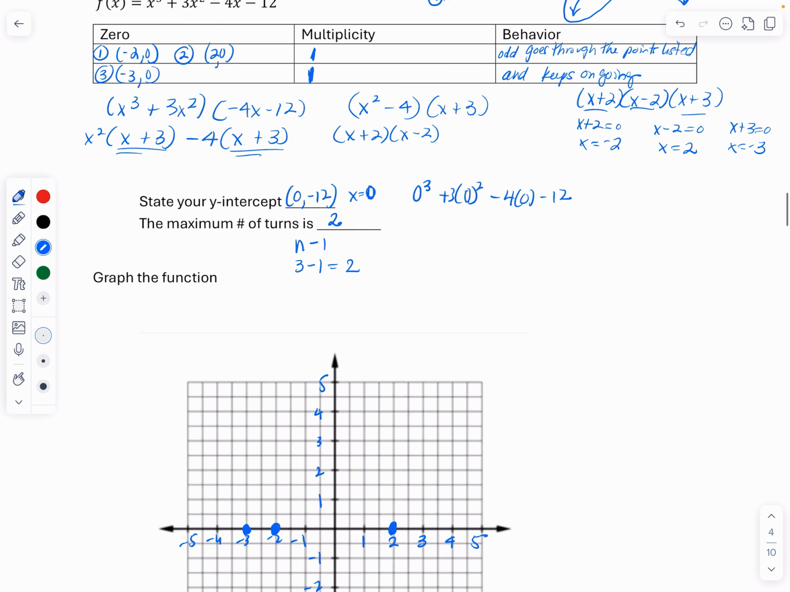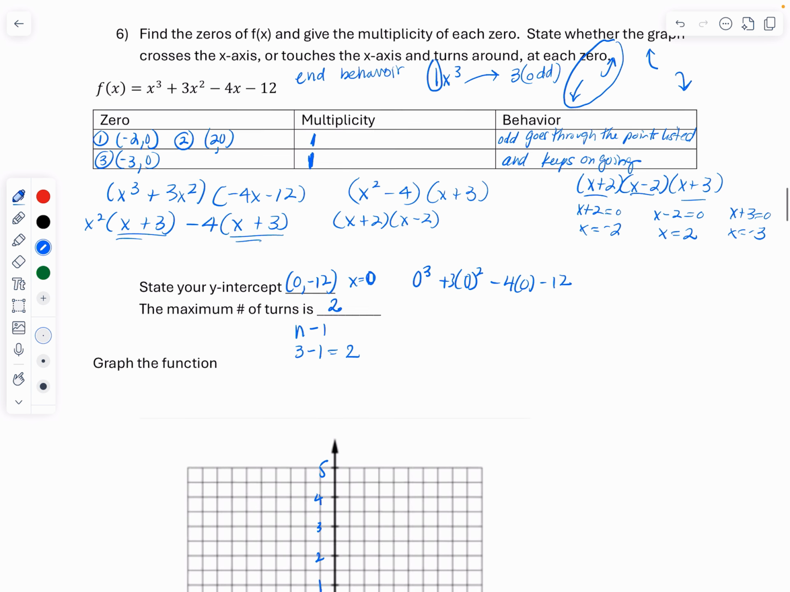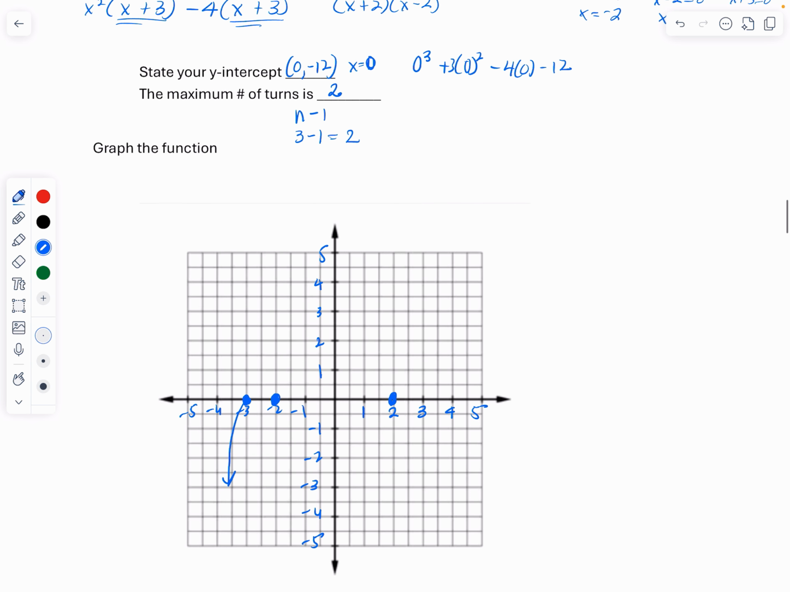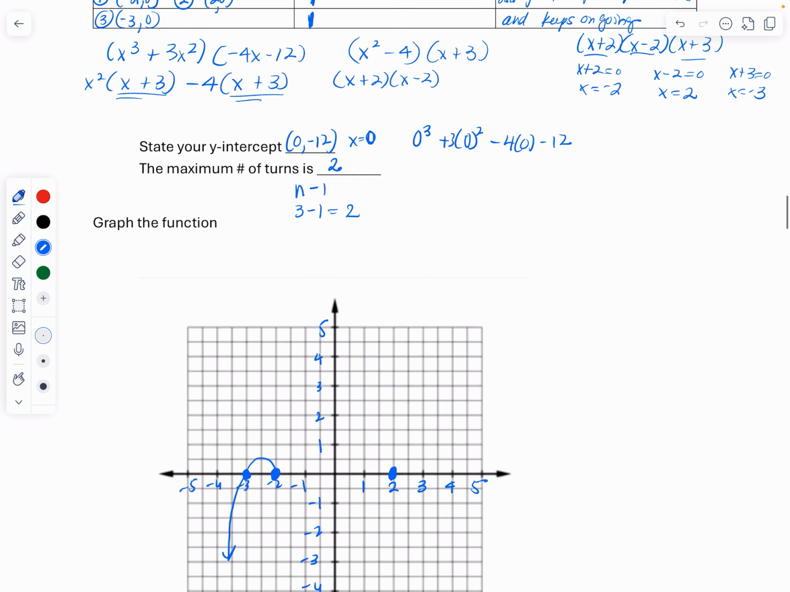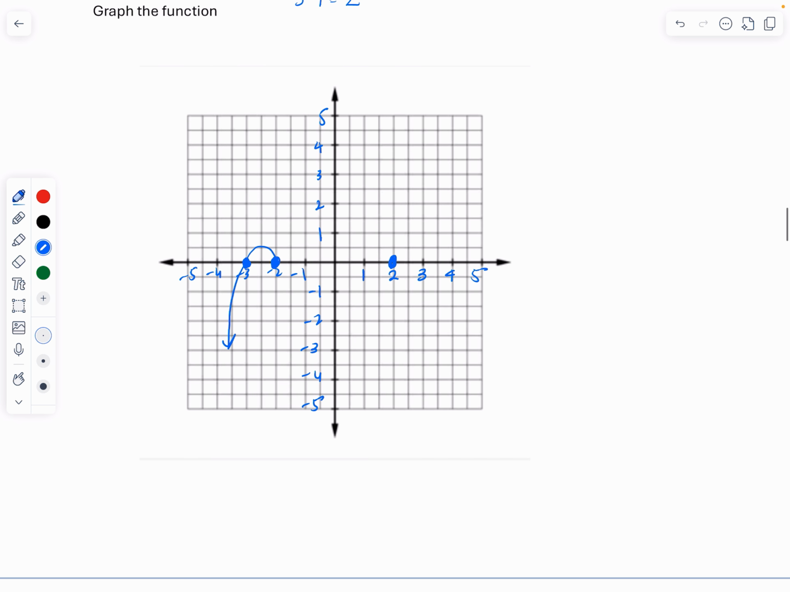So I know on the left of this is going to come up like that. Now remember, at negative 3, it says it goes through it. So it's going to have to turn at some point to hit this next one, and this next one it goes through. Now the other thing I forgot to graph is my y-intercept, which is clear off the map here. I'm going to put this as negative 12, just to let you know. So this is what's happening there.